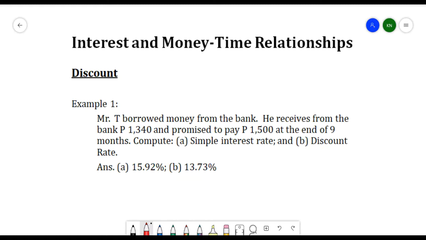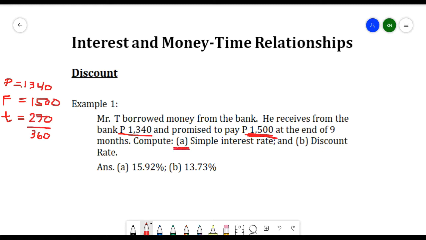From here, we have the F, or the future worth, which is 1,500, since the bank gave Mr. T 1,340. Meaning to say, 1,340 is our present worth, and he promised to pay 1,500 at the end of 9 months. So 1,500 is our future worth, and our time is 9 months, which in ordinary simple interest is 270 all over 360.